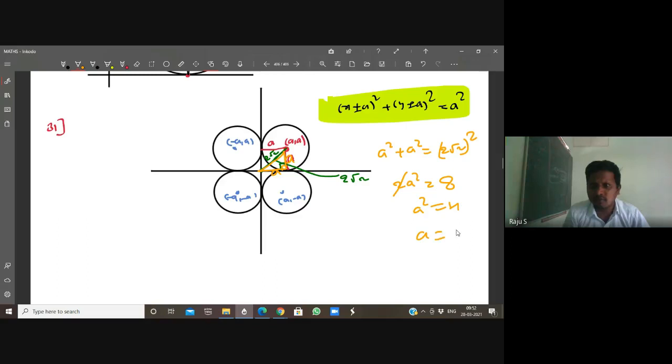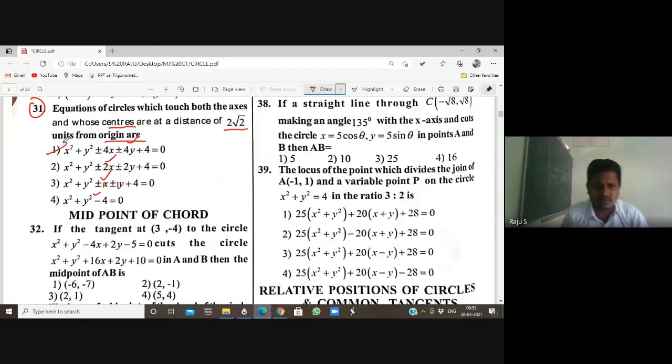A value is plus or minus 2. Fine. A value is plus or minus 2, but when we expand here, substituting plus or minus 2, nothing but x plus or minus 2 whole square plus y plus or minus 2 whole square equal to 2 whole square. That's it. You have to expand that and you are going to get the equation. I think the first one is right.